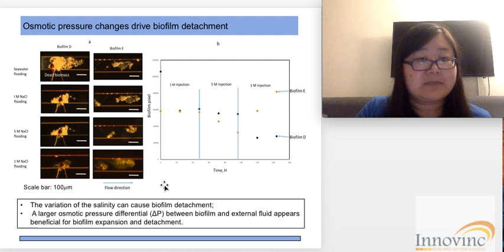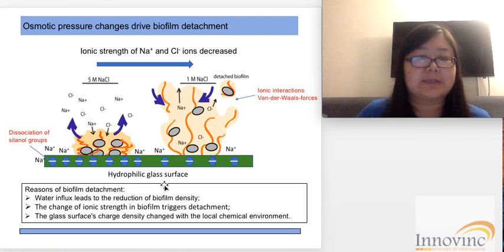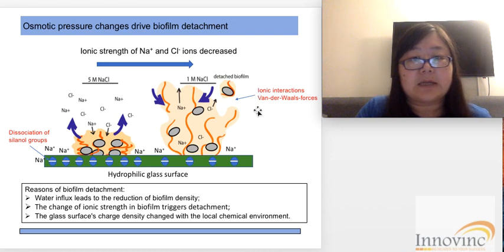And the variation of the salinity caused the biofilm detachment. Why? It might be because of these three reasons. First is the water influx. The water influx leads to the reduction of the biofilm density and permeability and their adhesion strength with the glass surface. Also, the connection between the biofilms and the glass surfaces might be due to ionic interaction and van der Waals forces.